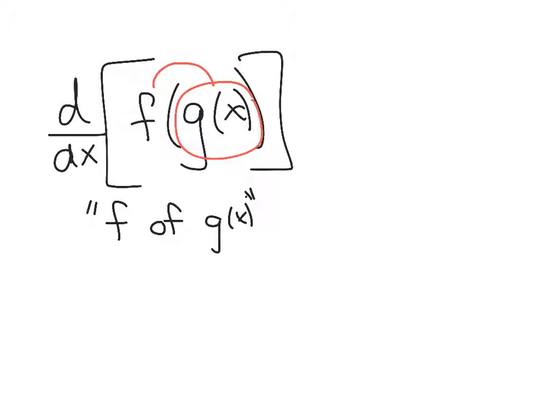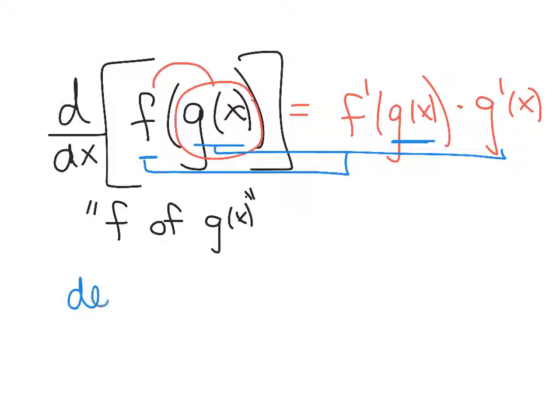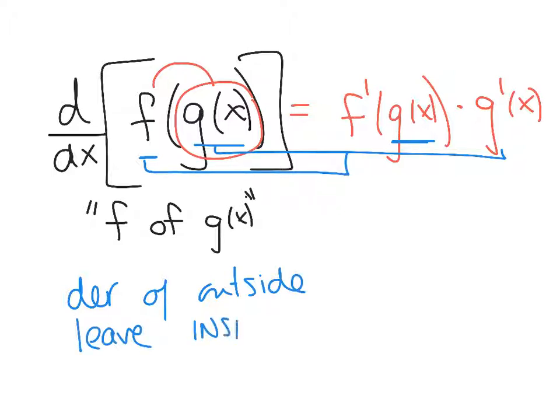So here's what the chain rule says. The derivative of f of g of x is equal to f prime of g of x times g prime of x. Okay? Here's how I like to think of it. I took the derivative of the outside, I left the inside, and then I multiplied it by the derivative of the inside. I'm literally going to write that out in English, and I need you to do the same thing. You're going to take the derivative of the outside, leave the inside, and then take the derivative of the inside.